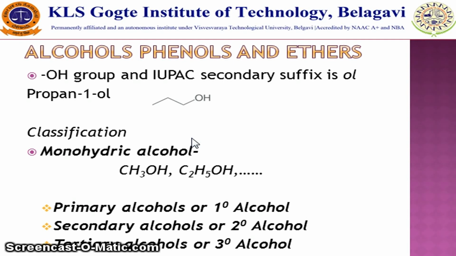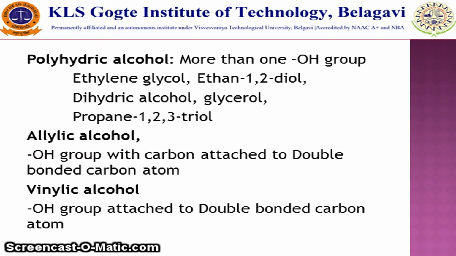A primary alcohol is one in which the carbon to which OH is attached is also attached to only a single carbon. A secondary alcohol is one in which the OH-attached carbon is attached to 2 more carbons. Similarly, for tertiary alcohols, the OH-attached carbon is attached to 3 carbons. As I discussed, polyhydric alcohols have more than one OH group. For example, we have ethane-1,2-diol, propane-1,2,3-triol, ethylene glycol, glycerol, like that.